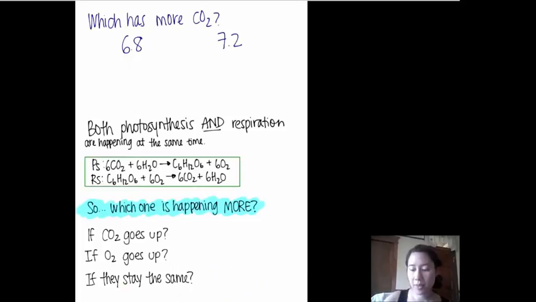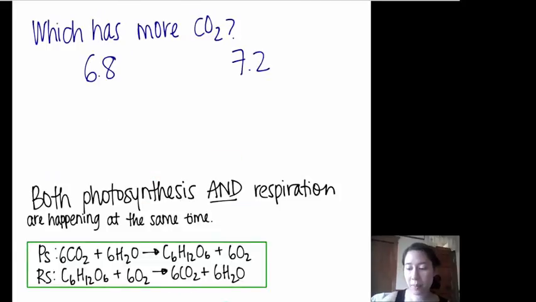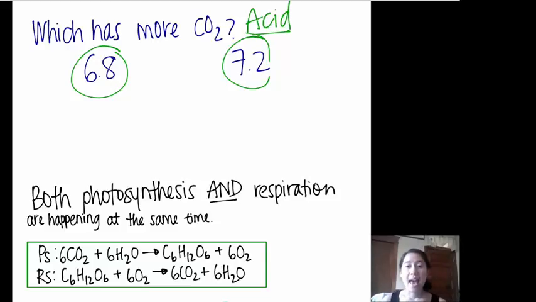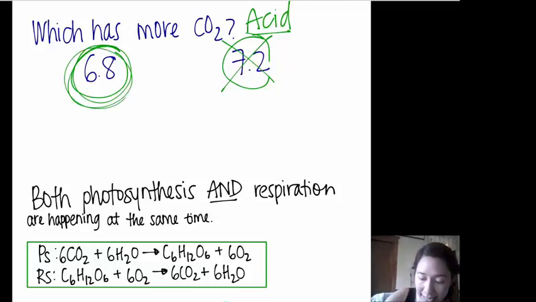So let me flip to my next page here. Let's look here at the top. So I'm asking you, which has more carbon dioxide up here? The pH of 6.8 or the pH of 7.2? Think about it for a second. Carbon dioxide is an acid. Acids have low pHs. So which one is going to have more carbon dioxide? It's going to be the one that has the lower pH. So not 7.2, that's a higher pH, that's more basic. It's going to be 6.8, the one with the lowest pH.